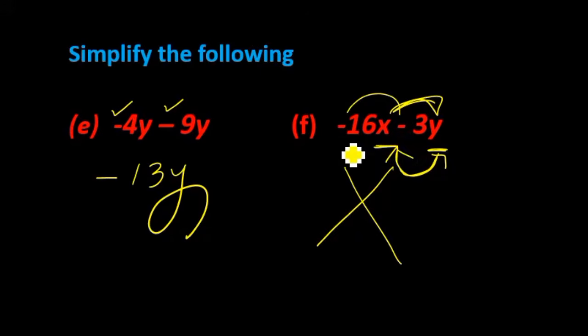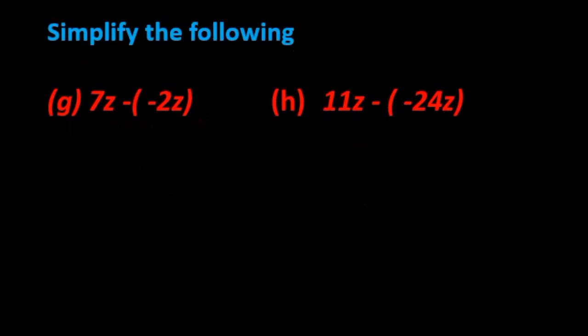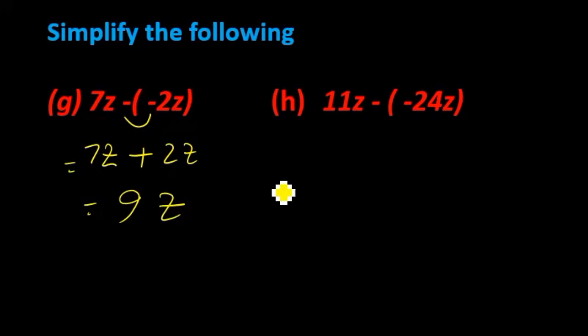So we can't add, it remains the same. Come next. Okay, that's the G part of your question. We will select a pen on each line. So 7z, and when you multiply minus with minus, you will get positive 2z. So now it's very easy. 7z plus 2z is equal to 9z.